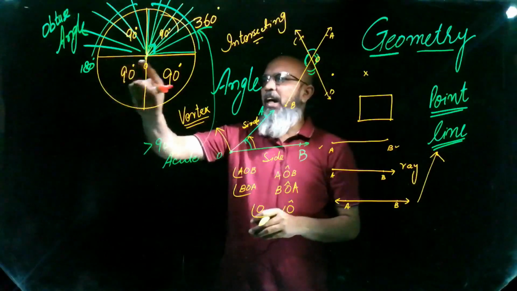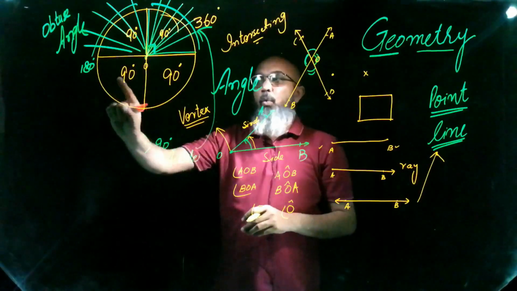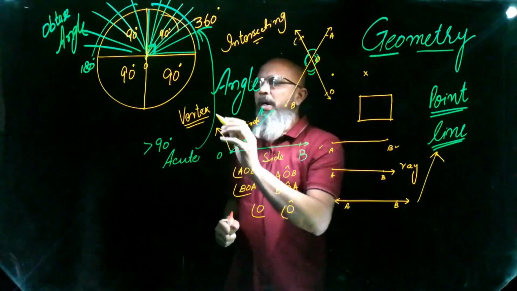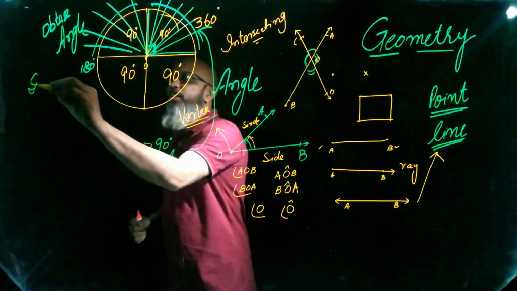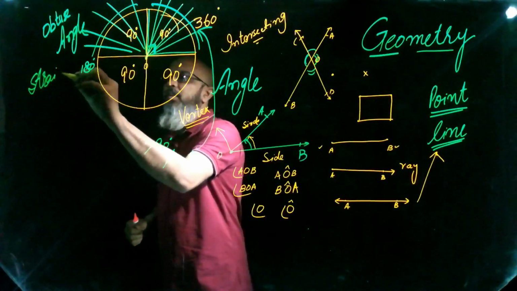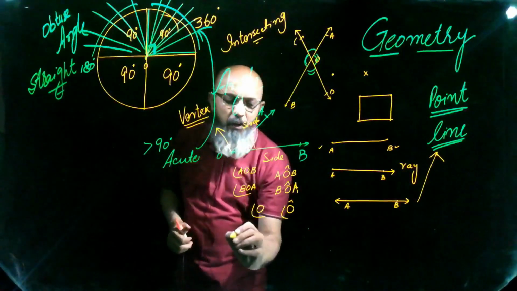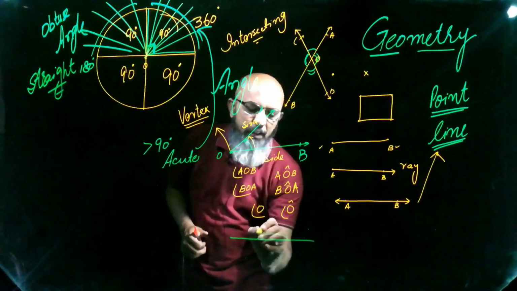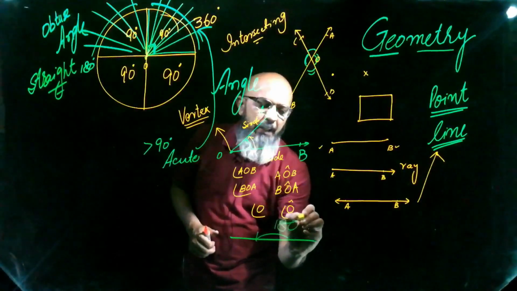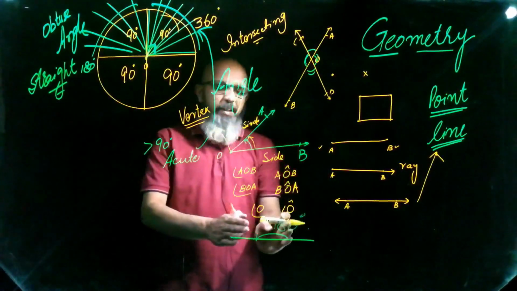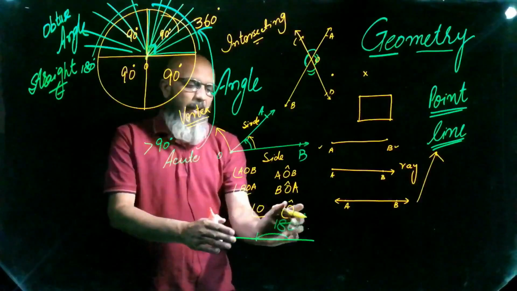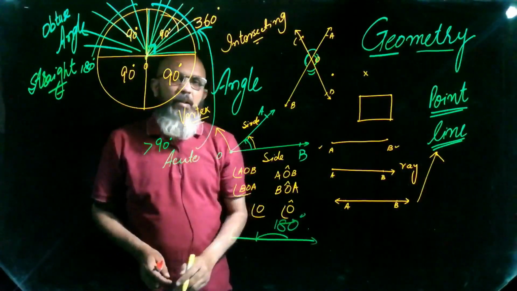Exactly half of the circle is 180 degrees, sorry. 180 degrees means a straight angle. That is a straight angle, meaning the angle of a straight line is 180 degrees.